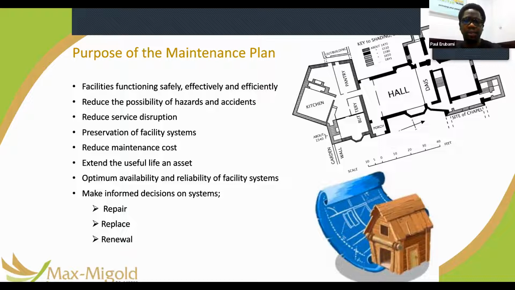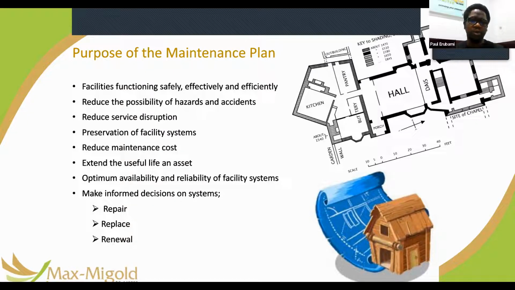Optimal availability and reliability of facility systems. So availability and reliability. Availability is always working. Anytime we need it, it is available. Reliability is that when we are using it, it does not fail, it does not surprise us. Whenever we expect it to be on, it is always on and delivering its results.